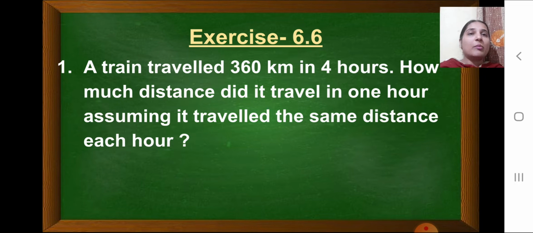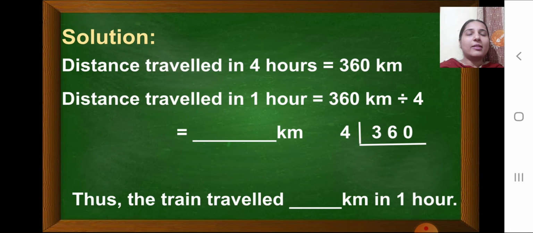Because this is a word problem, first we will write what is given, in the form of statements. So let's see how to solve that. First we will write distance travelled in 4 hours, which has been given, 360 km. Now distance travelled in 1 hour will be 360 km divided by 4. We have to divide into 4 equal parts. So we will come to know how much distance it travelled in 1 hour.